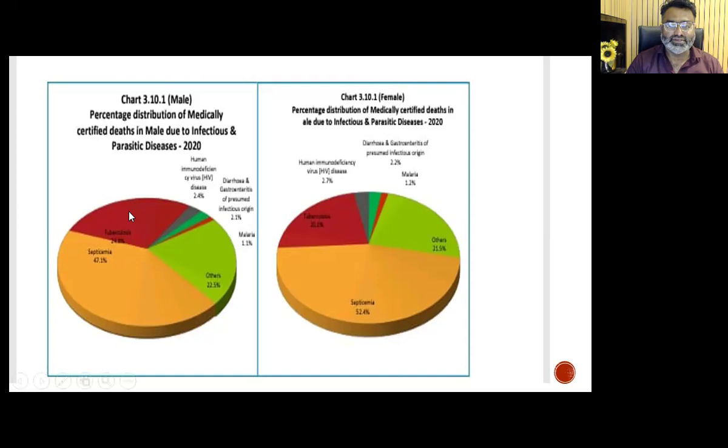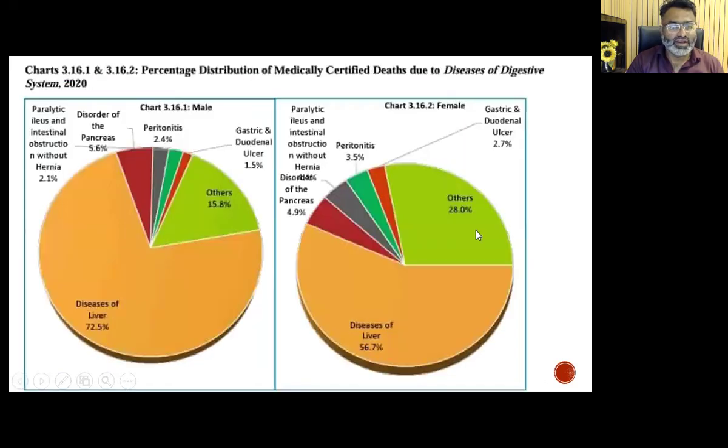If it is tuberculosis, you might be realizing how important it is to write the correct cause of death. Look at the digestive system, or GI, this is for gastroenterologists: diseases of the liver. This is in male, this is in female. Diseases of the liver, then paralytic ileus, disease of the pancreas, peritonitis, gastric duodenal ulcers. So if you are a policymaker, what will you prioritize? Of course, you'll prioritize prevention of liver diseases, alcoholic liver disease, or for that matter, all liver diseases, isn't it?